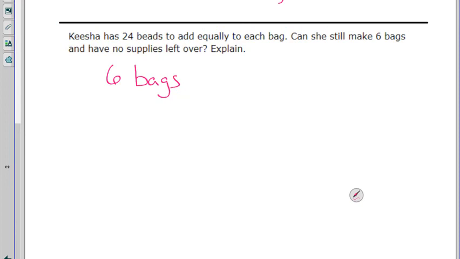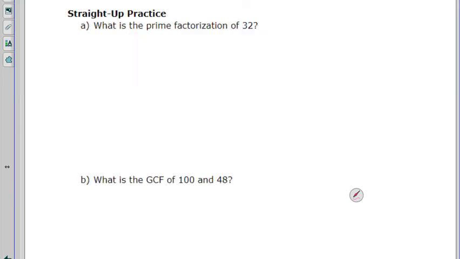Keisha wants to put her 24 beads that she has equally distributed amongst those 6 bags. So, can she do it? Can she make 6 bags and have no supplies left over? Show us why.